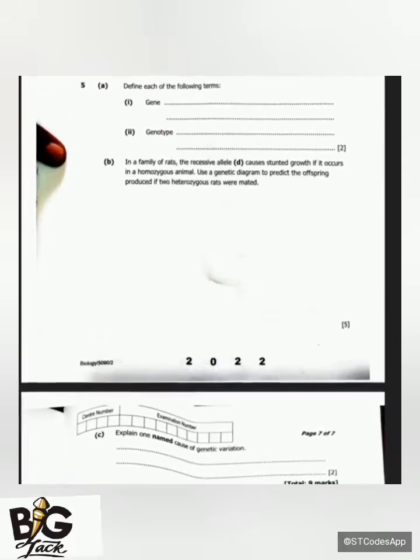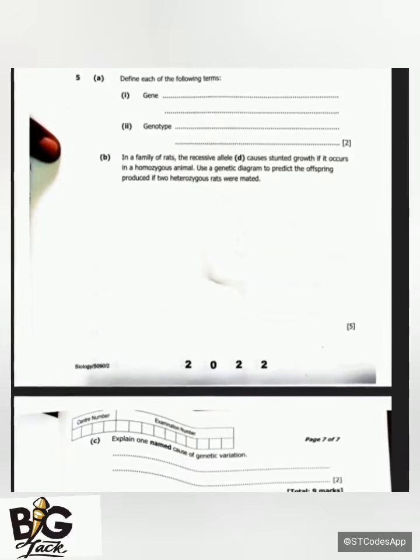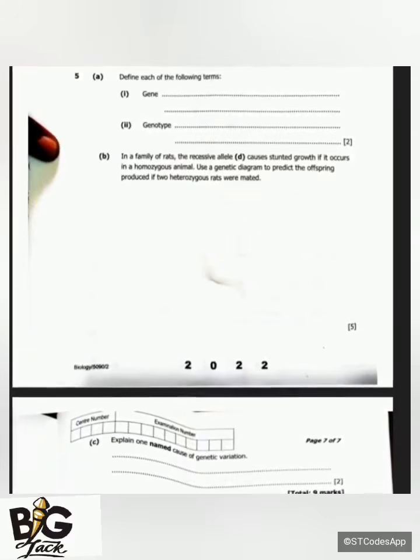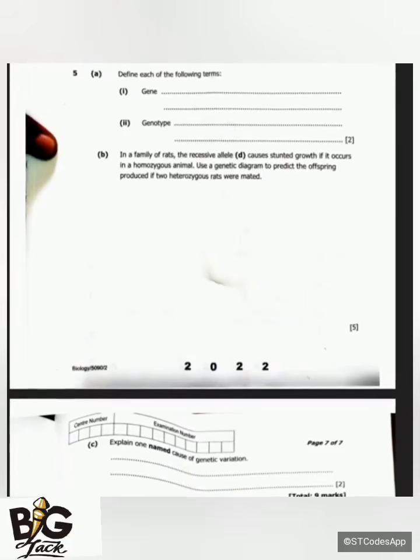So this is the last one on section A. The question, which is question 5, question A, is saying define each of the following terms. The first one we have is the gene, followed by the genotype.